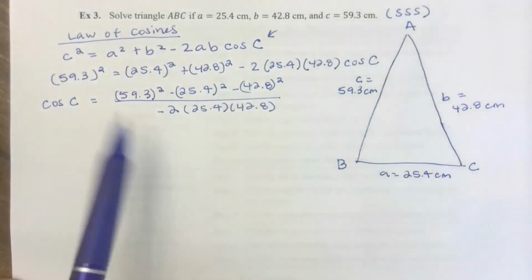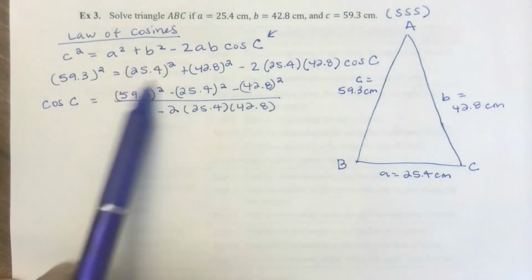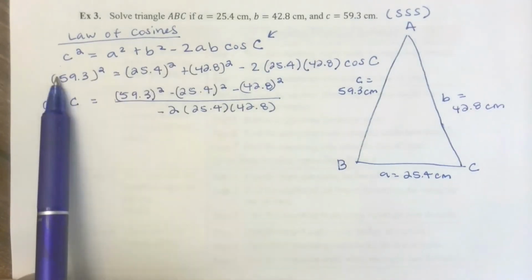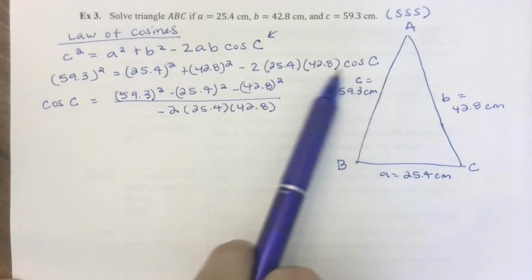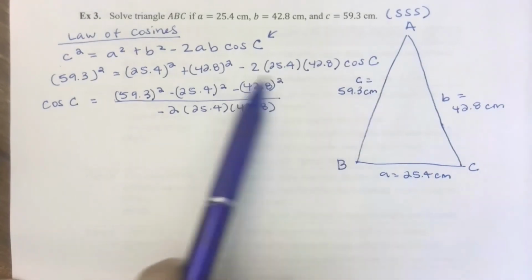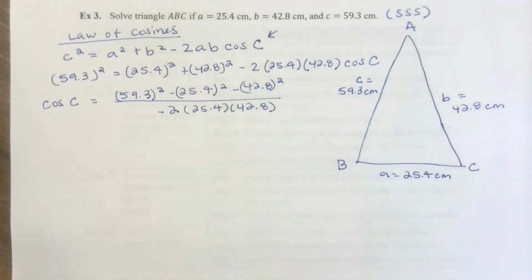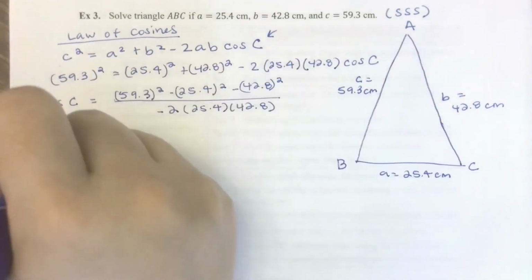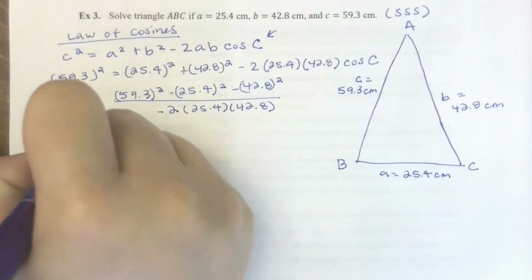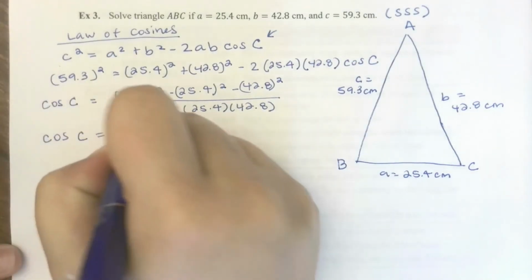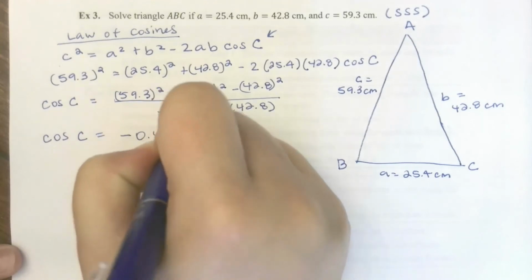Okay, so all I did here was subtract this value and this value to the left side, and then to get cosine C by itself, I divided by what was remaining here. So I just rearranged the formula so that we can have cosine C on the left side. Alright, so this is going to give me cosine C is equal to negative 0.4781.